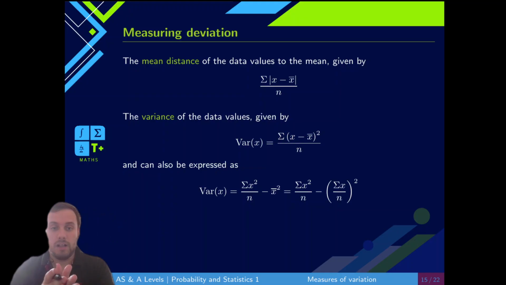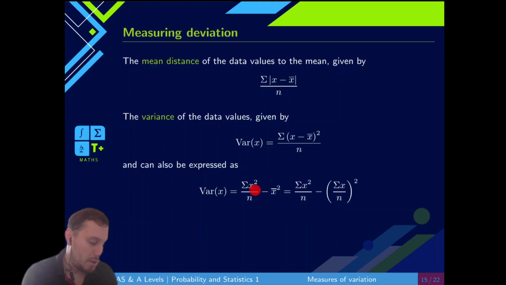You take the value minus the mean, you square that, and then you add them all together and you take the average. Or you can do what we call the sum of the squares divided by the number of values, minus the mean squared. These are the two formulas that we are going to look at now with an example so that you can see it more clearly.